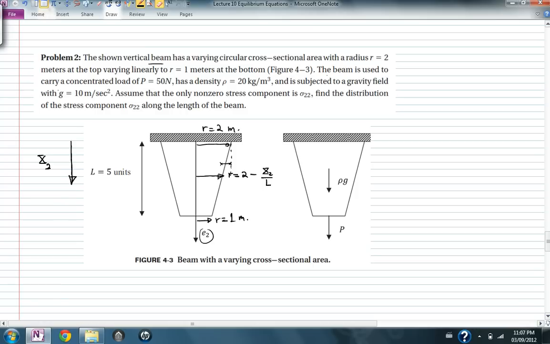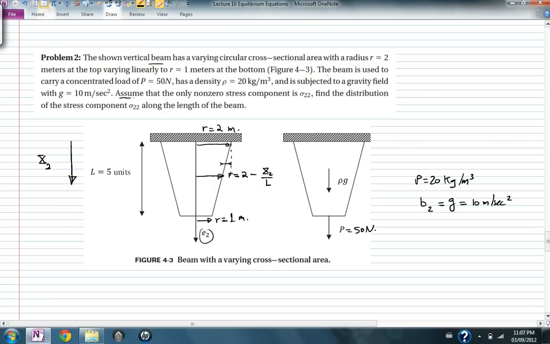This beam is used to carry a concentrated load of P equal 50 Newton and has a density rho that's equal to 20 kilogram per meter cubed. And it is subjected to a gravity field with G equal to 10 meter per second squared. So I have P in the direction 2, and G is equal to 10 meter per second squared.